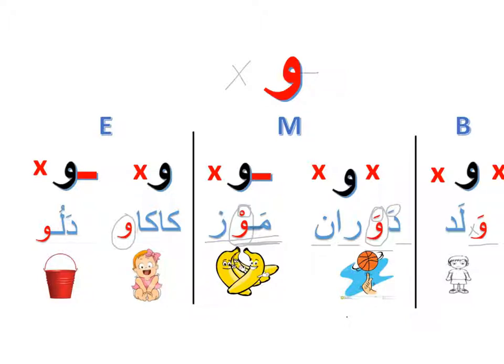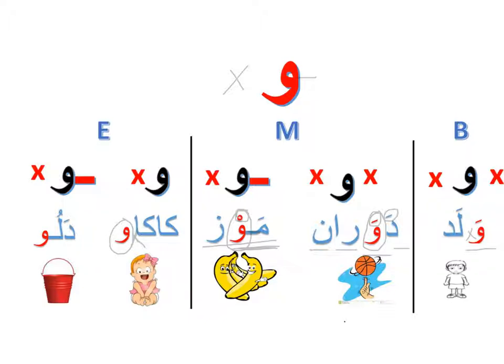This is how wa looks at the end, if there is a lazy letter before, so it's not going to join. And this is wa, how it looks at the end of a word, because the letter before is friendly and it's joining. And the word is dalu.